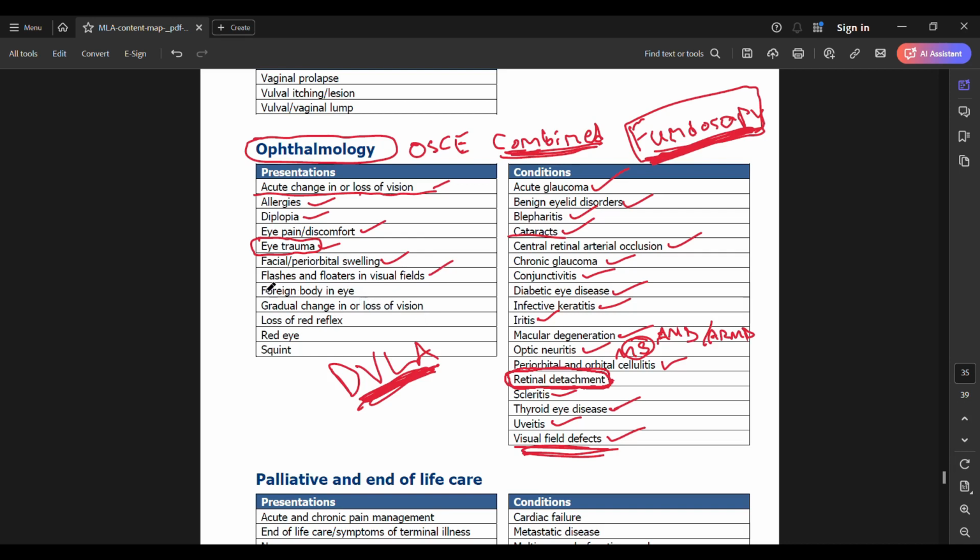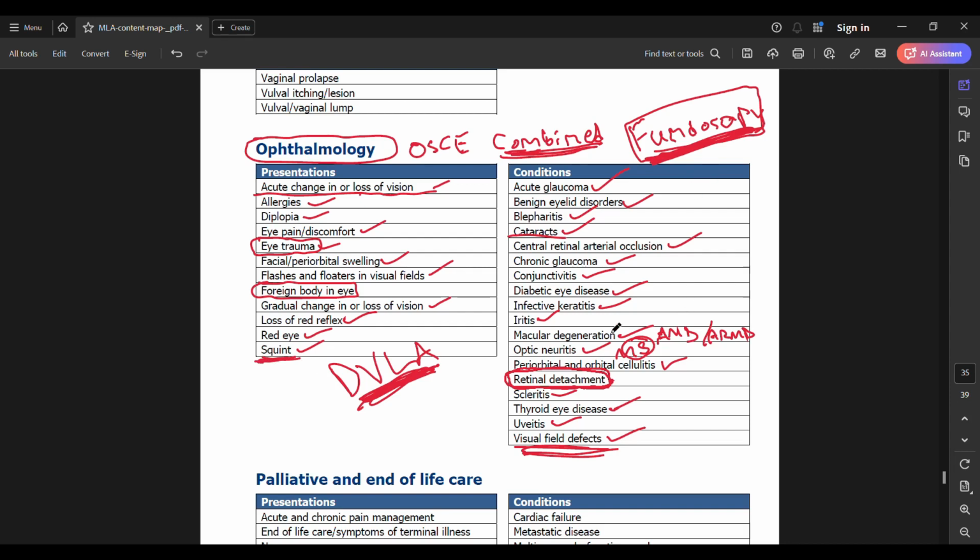Foreign body in the eye. This is something that, again, I have not seen show up as much in exams, but it is an important differential. Gradual change or loss of vision in the case of chronic glaucoma, cataracts, or ARMD. Loss of red reflex, know when this shows up. Red eye: there are a number of cases where a red eye could show up, apart from ophthalmology, could show up in the case of headaches, so your cluster headaches as well. Squint. This is important to know the cover and uncover test. Know how you're going to diagnose a patient with squint.